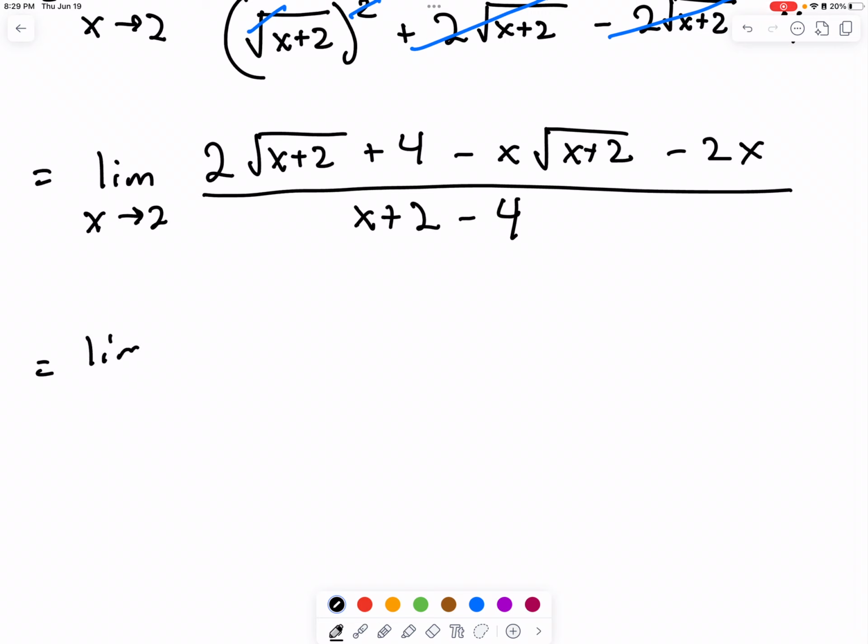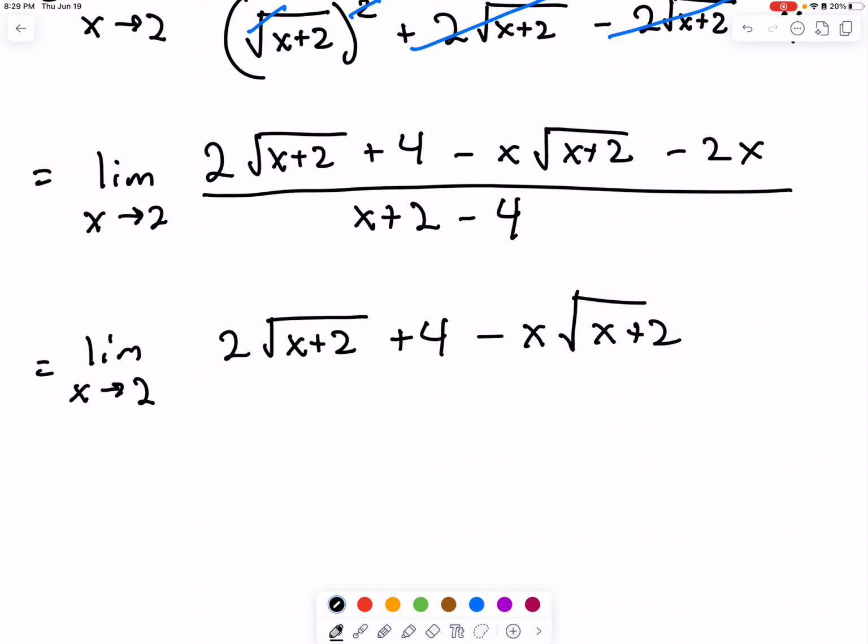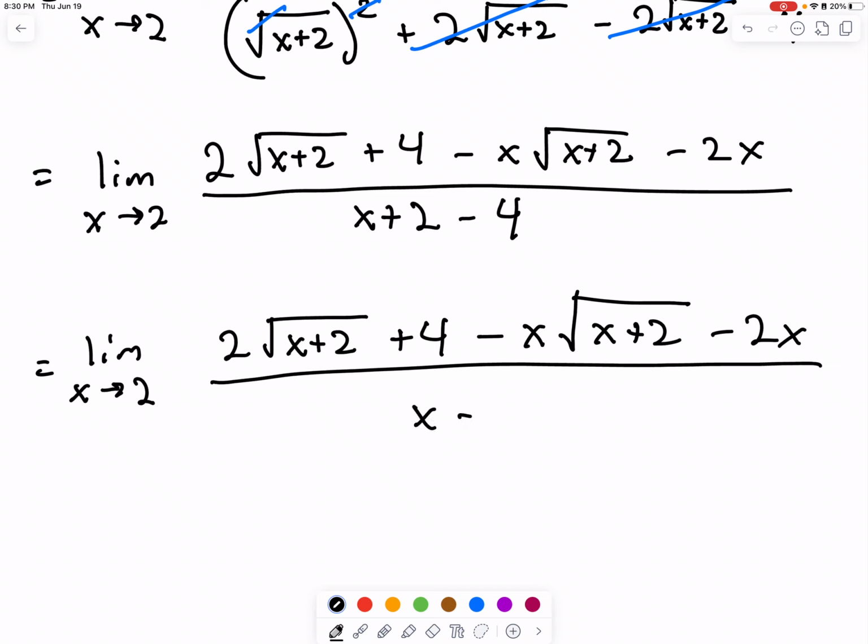The limit as x approaches 2. 2 minus 4 is a negative 2. On top, let's do the top. So 2 times the square root of x plus 2. There's the 4. I'm just bringing down each item. Now on bottom, 2 minus 4 is what? Negative 2. So that's just the x minus 2.